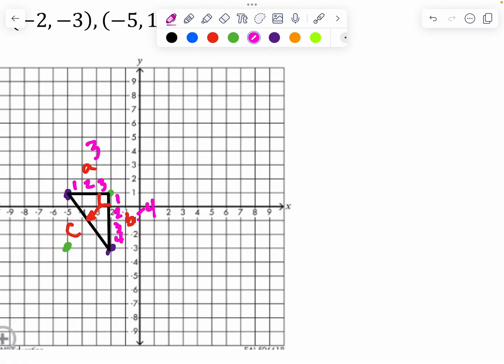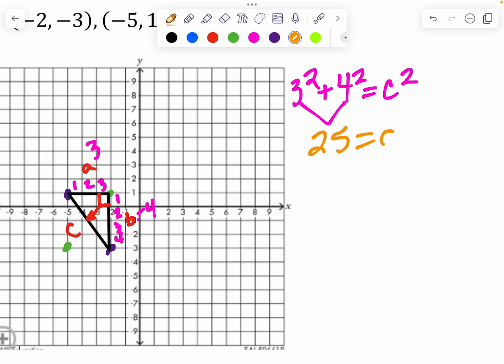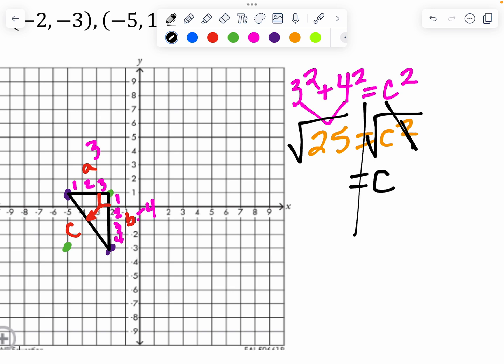And then I have A squared plus B squared equals C squared. 3 squared plus 4 squared is 25 equals C squared. Not my final answer because I need a square root to get C by itself. That cancels. Square root of 25 equals 5. So 5 units.